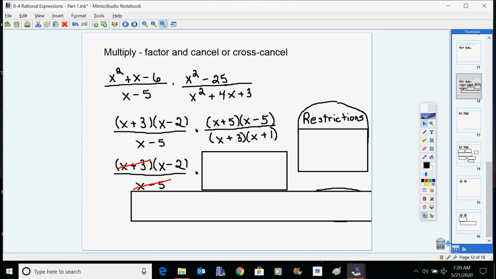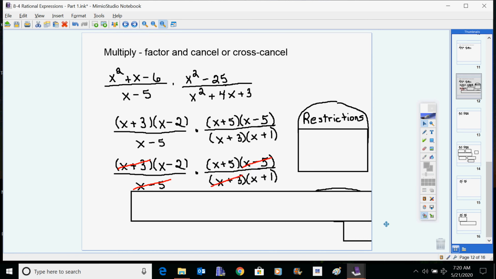So here's what happens when we cancel. Okay, x minus 5 cancels with x minus 5. x plus 3 cancels with x plus 3. Then you're left with x minus 2 and x plus 5. You could still cancel just right up and down this way if there was something that could cancel, but when you're multiplying, you can cancel across anywhere on the fraction bars.